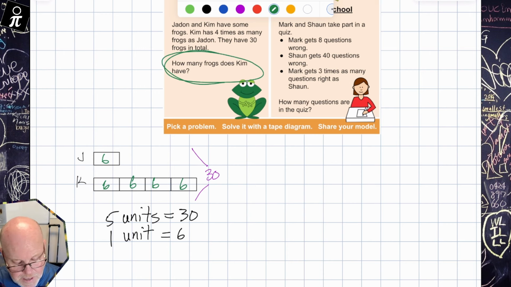Then it says Sean gets 40 questions wrong. So I don't know where 40 is. Let's just say, for sake of argument, all right, this is good enough. Here is our 40 questions that he got wrong. Then it says Mark gets 3 times as many questions right as Sean. So I don't know how well I drew this. Oh, not actually too bad.